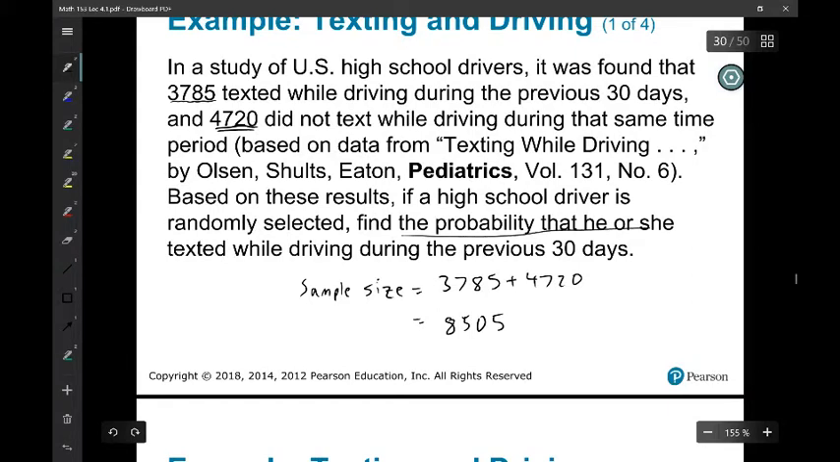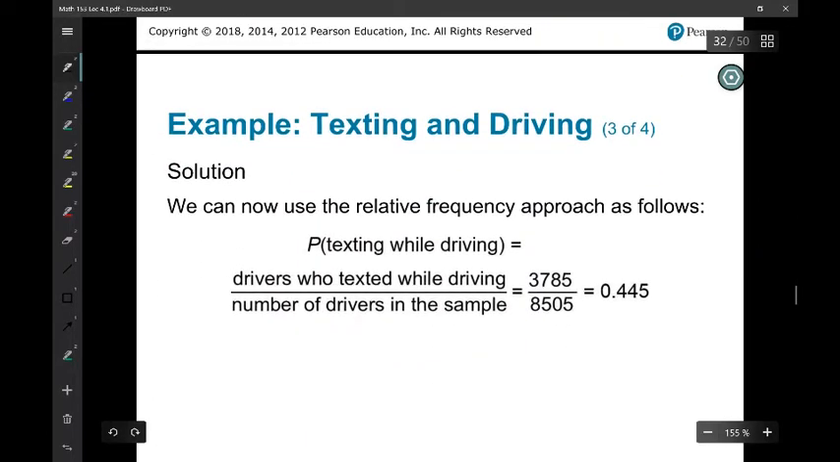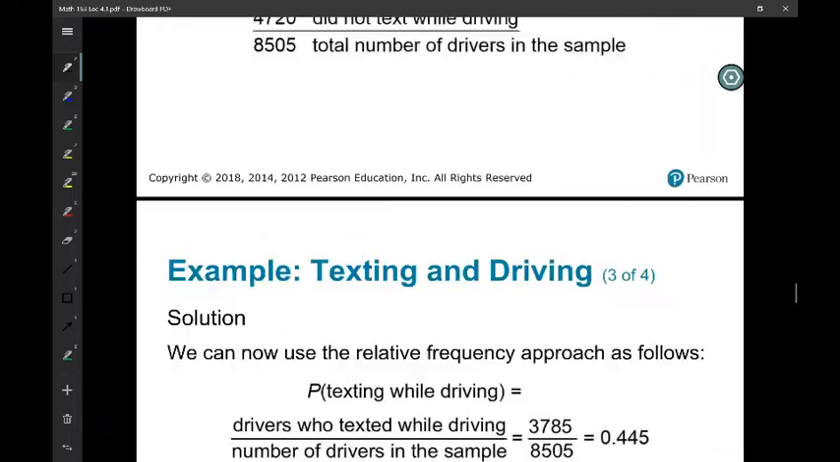So find the probability that a given high school student texted while driving in the last 30 days. So probability, we'll just say texted, would be those who texted, the 3,785, divided by 8,505. And we'll see that that reduces to 0.445.